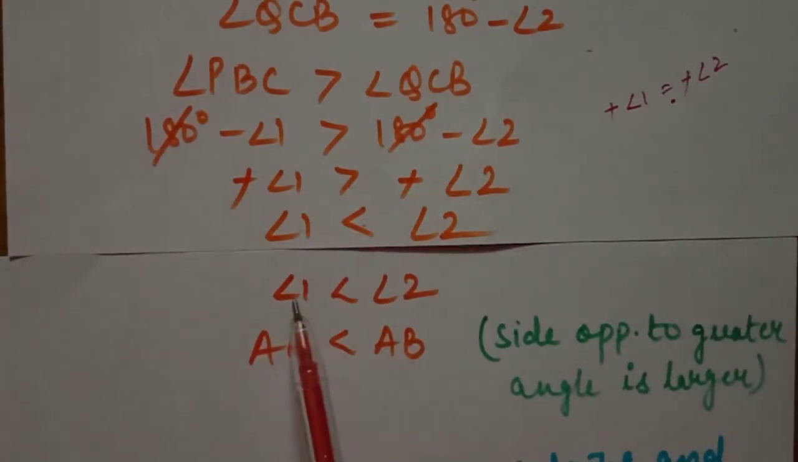So angle 1 is less than angle 2. So AC is less than AB, because the side opposite to the greater angle is larger. Greater angle is angle 2, so the opposite side is AB. So AB is greater than the other side. So students, with this question, today's lecture is finished.